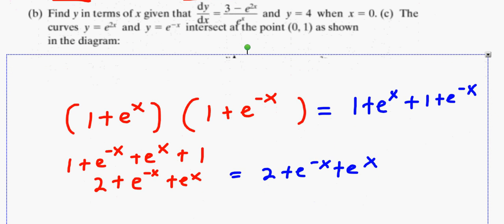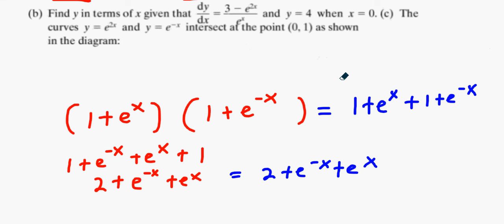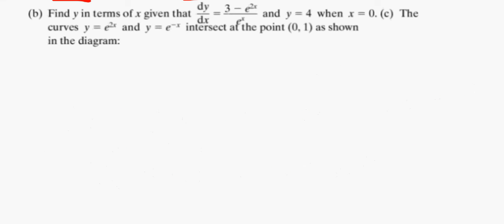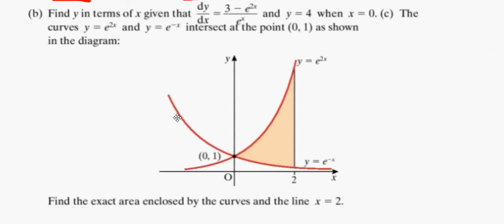Find y in terms of x, given that dy/dx equals that, and y equals 4 when x equals 0. The curves e to 2x and e to minus x intersect at the point (0, 1) as shown in the diagram. Do we actually reuse this information later? Interesting, don't know why they showed you it then. They tell you that's (0, 1), don't they? And they want you to stop at the line x equals 2, and they just want you to find the enclosed area, is it?